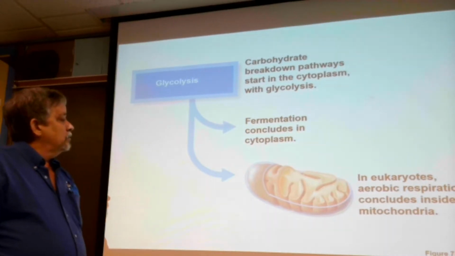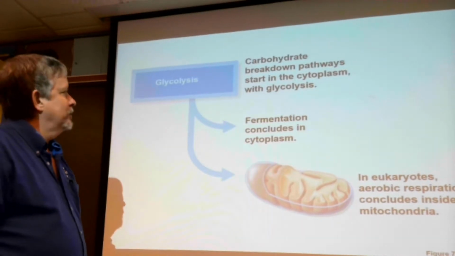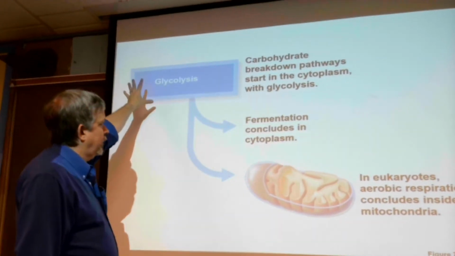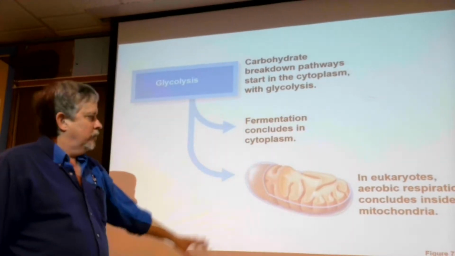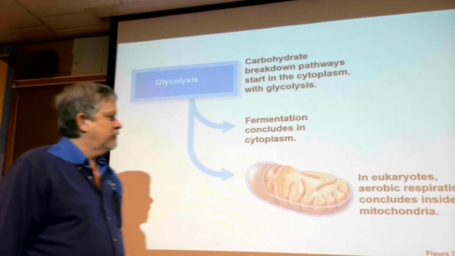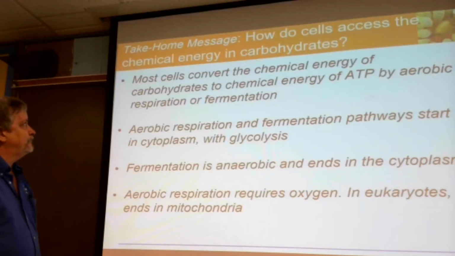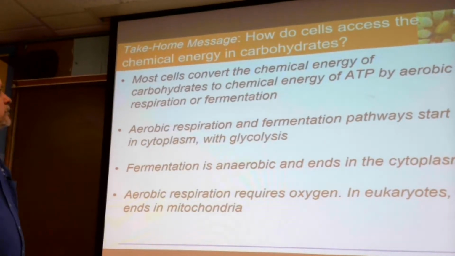All right, so here is aerobic respiration with oxygen. It's not fermentation. So it starts in the cytoplasm of the cell with glycolysis and then moves into the mitochondria for acetyl-CoA, the Krebs cycle, and the electron transfer phosphorylation. All right. So there's your take-home message, just a review of what we just covered.